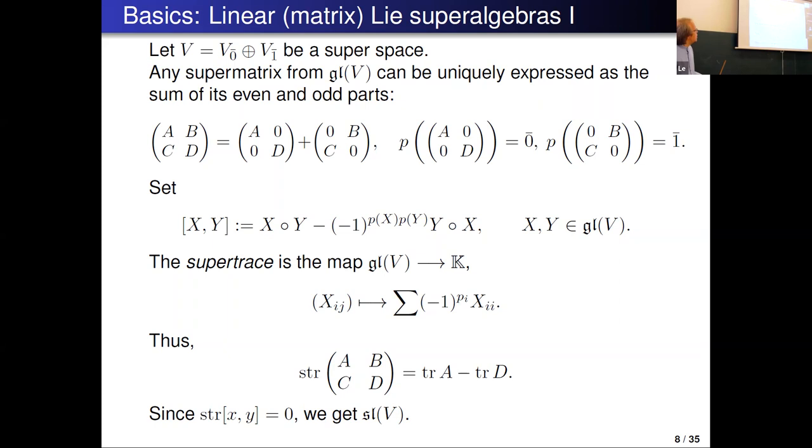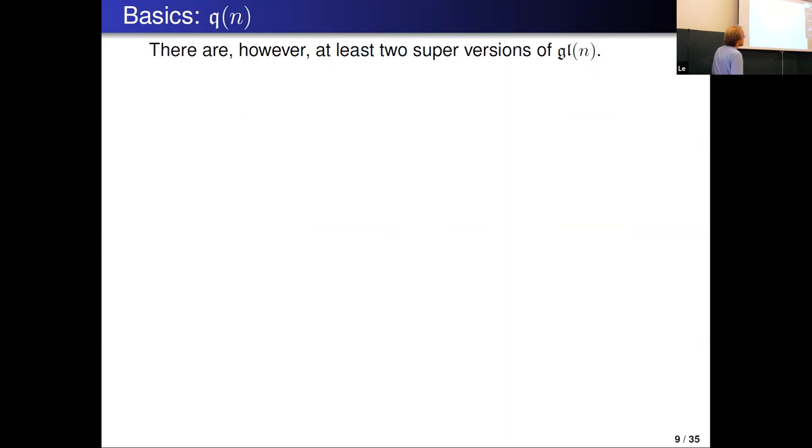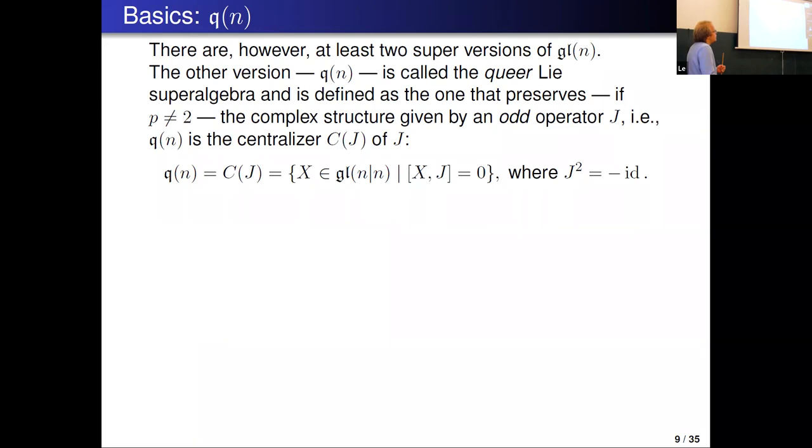Now the funny fact is that usually we have not only one superization of a classical object, but several of them. So for the general linear algebra, there are at least two: the direct one that I described before, and the queerification, the queer superalgebra, defined in the following way. Let me have some odd operator J on our vector space. You can think about J as an odd complex structure. And we consider all elements that centralize our J in the general linear algebra. This gives us a subsuperalgebra, called the queer superalgebra, and some generalization of it will play an important role in the main result of the talk.